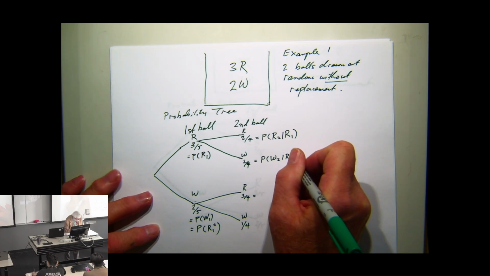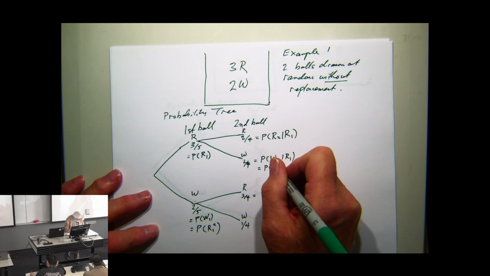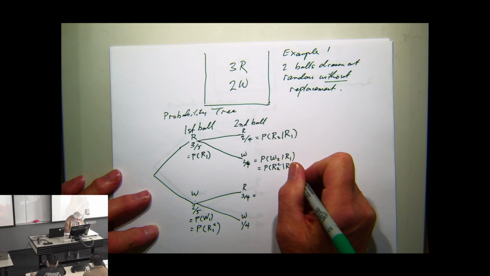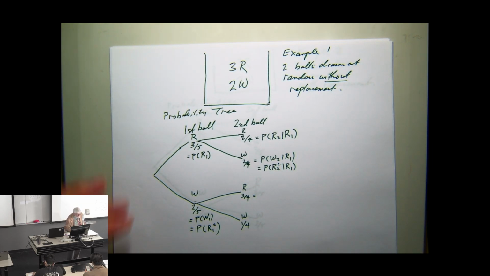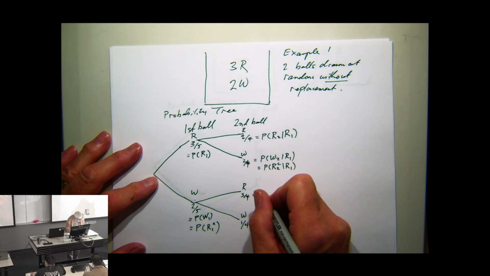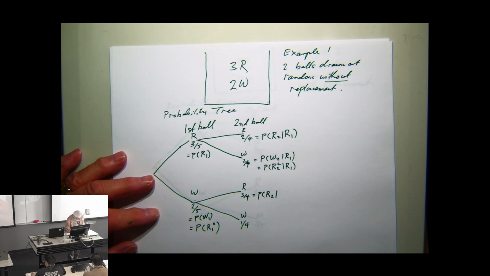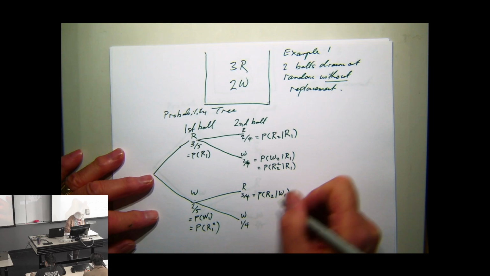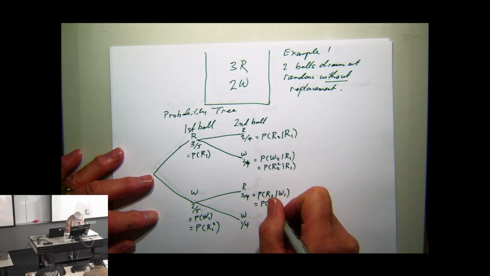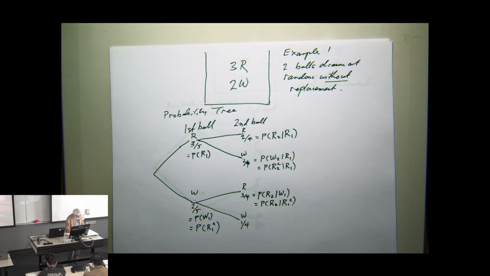second given a red on the first, or I could also say that's the probability of not getting a red on the second, given I got a red on the first. And now we also have this one here, the probability of getting a red on the second, given I got a white on the first, which is the same as saying the probability of a red on the second, given I didn't get a red on the first. Because I only had the two choices.